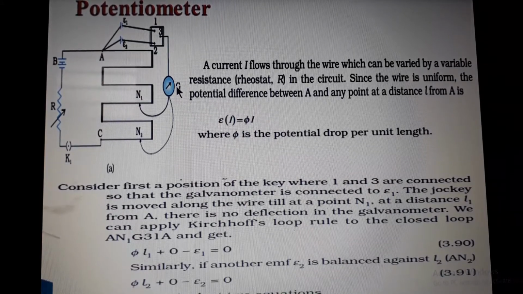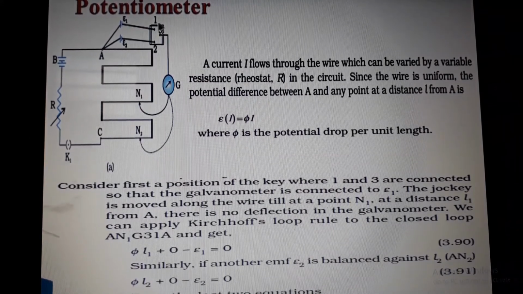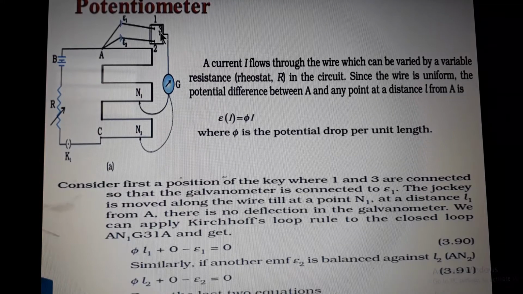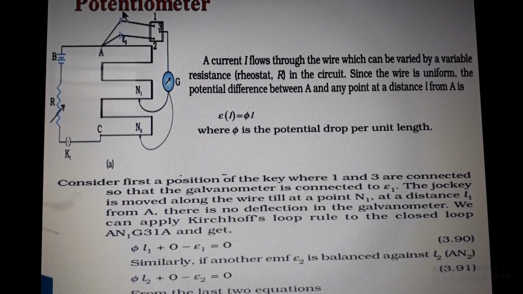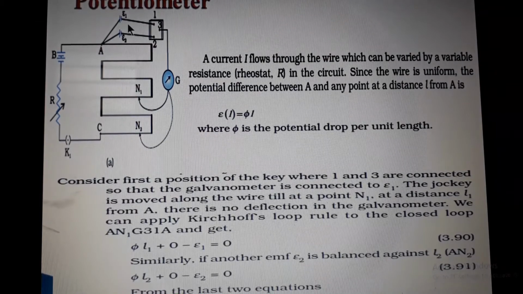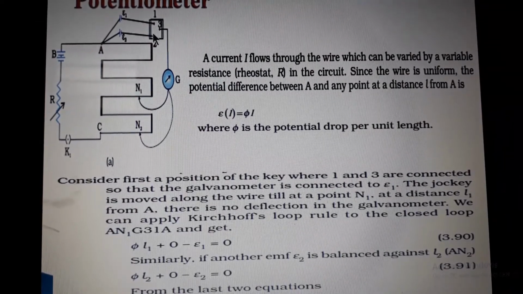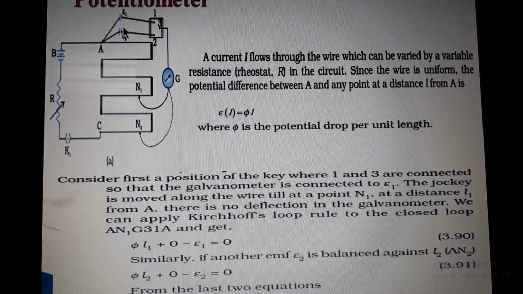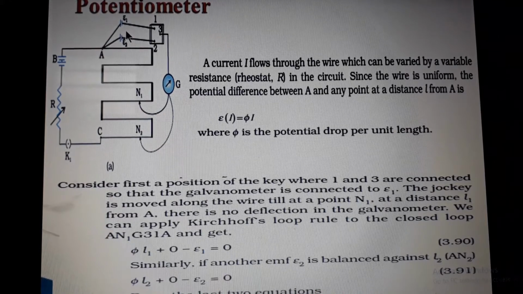The galvanometer, one end of which is connected to the two-way key. This is a two-way key, meaning at a time terminal 3 is connected to 1. At that time the power supply E1 is connected in the circuit, and if 3 is connected to 2, like a switch, at that time the other supply voltage is connected.